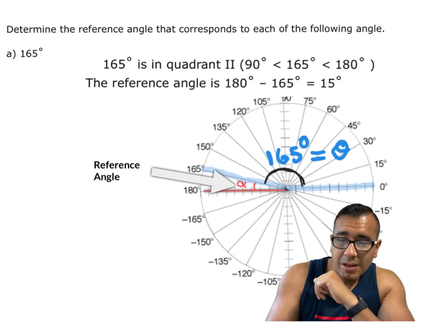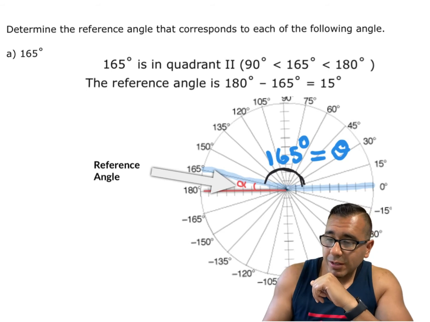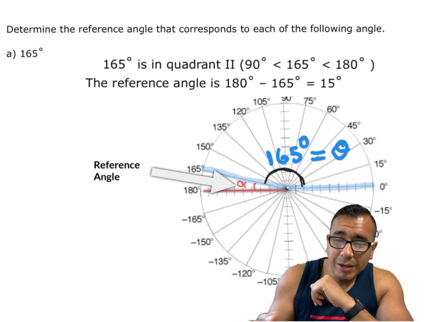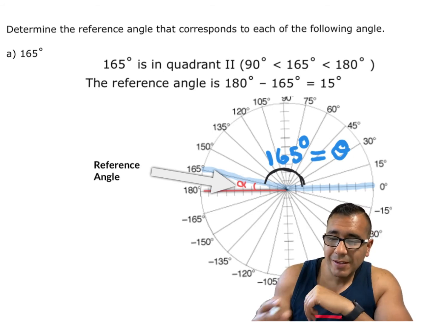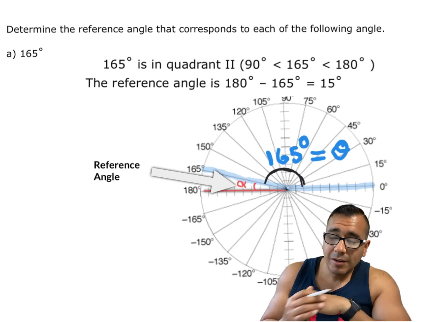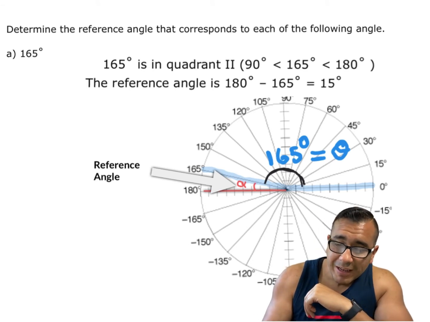So check this out. If I draw 165 degrees, I start here and I go 165 degrees. This is my theta, the angle they start you off with. So that's 165, and that's not what we're interested in. We're interested in this angle right here, which is made from wherever you stop and then you go all the way to the x-axis.